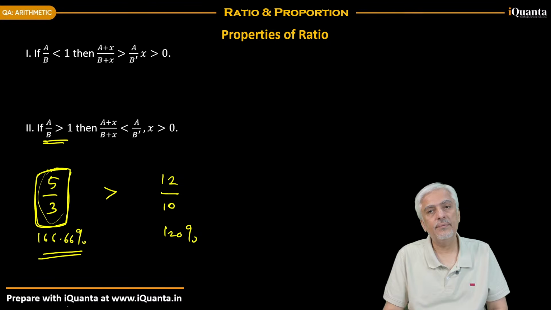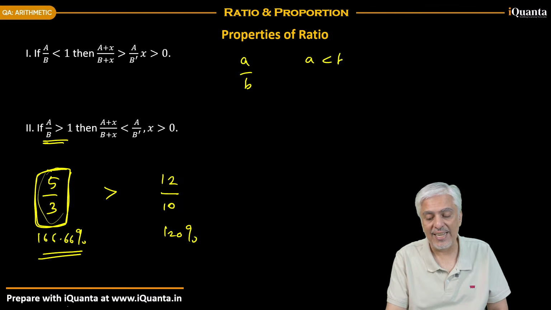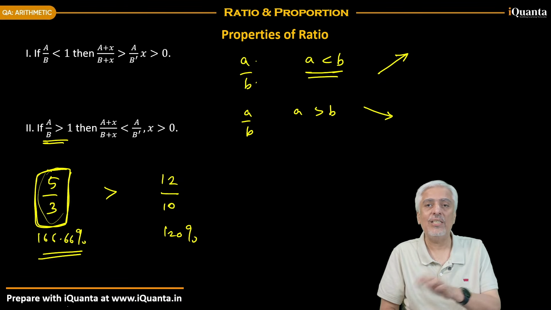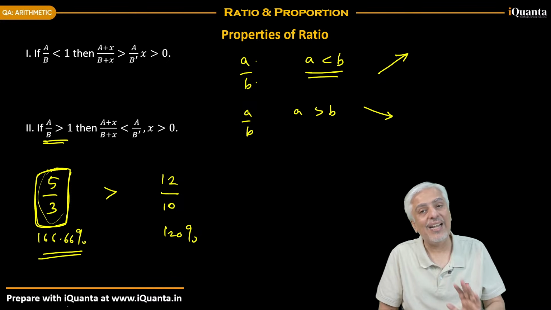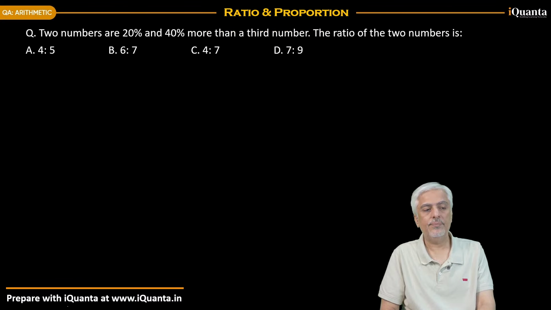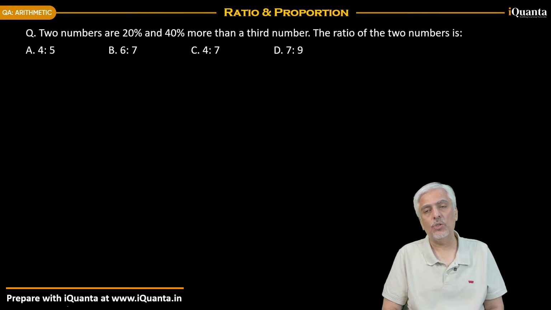Okay? So basically, if the fraction is a upon b, where a is less than b, then the answer will keep going up. If it is a upon b where a is greater than b, the answer will keep coming down if you add a positive number to it. Obviously, if you subtract a number, it will be exactly the opposite. For now just understand it for add, you don't need to understand it for subtract. Okay? Chalo, simple question. Try this on your own.